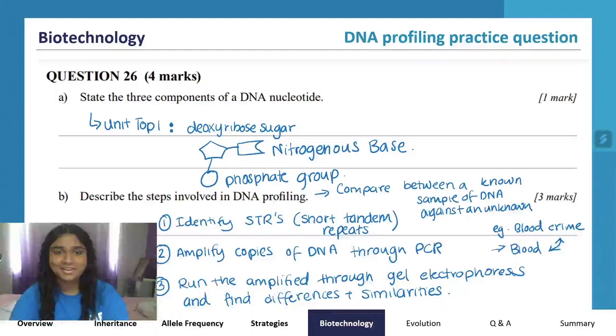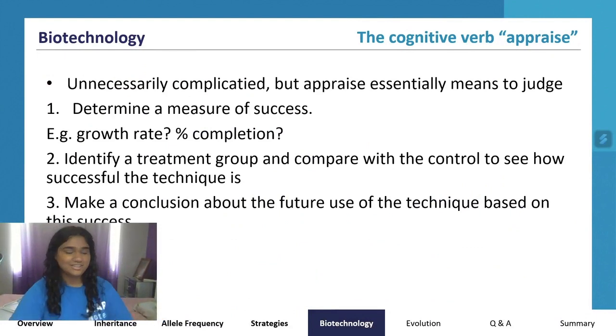All right. That is the end of our biotechnology topic in terms of content. But there is one cognitive verb that I want to run through with you guys just before we go on to evolution. One of those last dot points in the syllabus is your ability to appraise a biotechnology technique on its success rate. So the actual verb of appraise is very unnecessarily complicated, but there is a certain way that QCAA wants you to answer these questions if you do ever get an appraise question in your external.